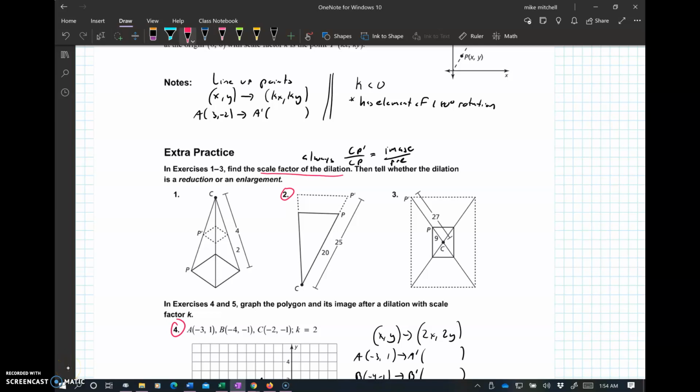Find the scale factor of the dilation, tell whether it's a reduction or enlargement. So again, I got to go CP prime over CP. Again, there's other ways to do this. 25 to 20. So I've got 25 to 20, which gives me 5/4. That is an enlargement because it's bigger than 1.